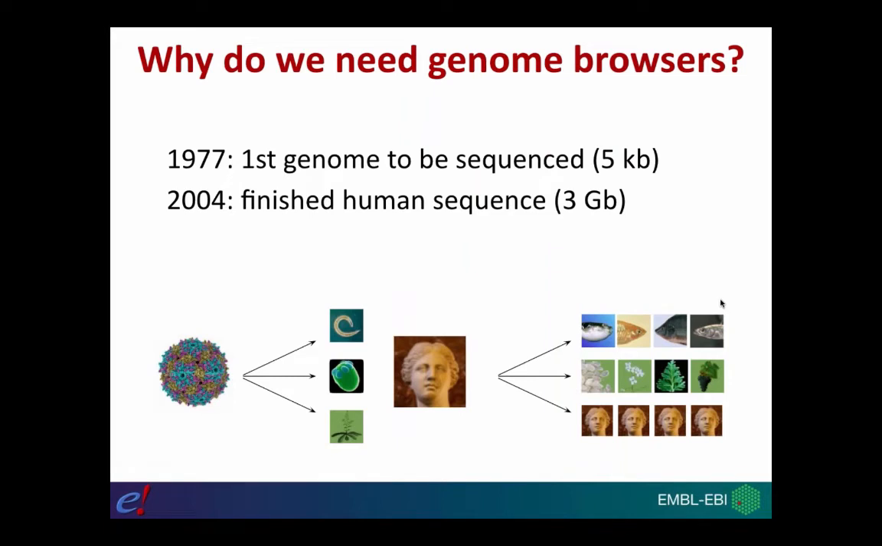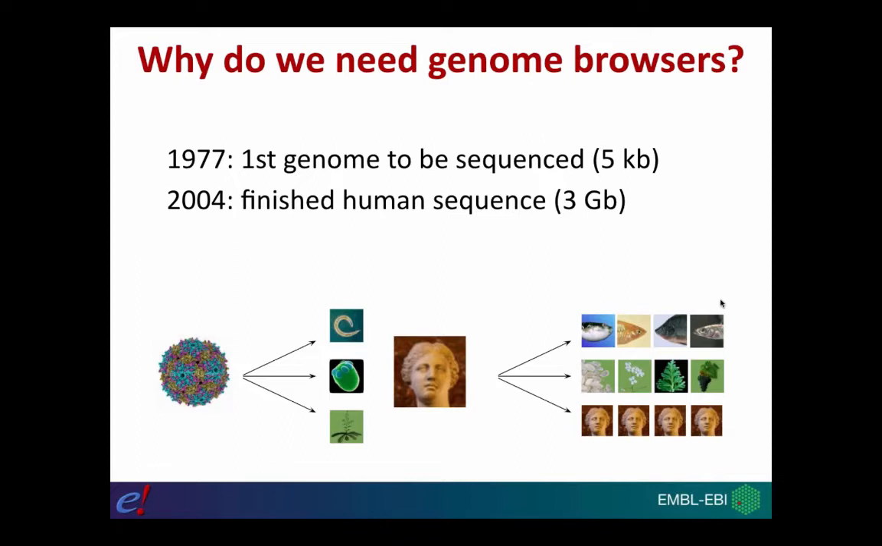So the Ensembl Genome browser was first conceived of in the late 1990s, just prior to the publication of the first draft of the human genome sequence. But actually, genome sequencing had been occurring for many years before that. So the first organism to have its genome sequenced was a bacteriophage back in 1977. Fred Sanger and his team sequenced the genome of a bacteriophage. So that was 5 kilobases in size. So by today's sequencing standards, that was very small.